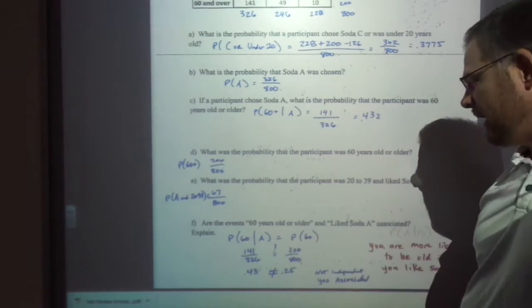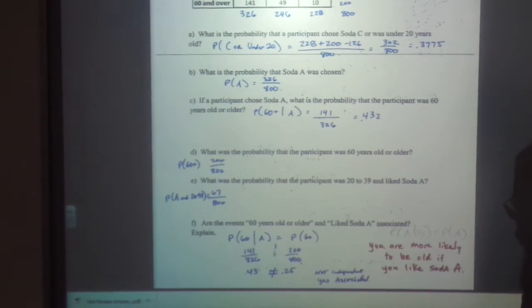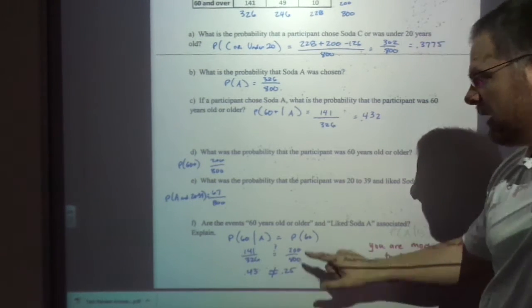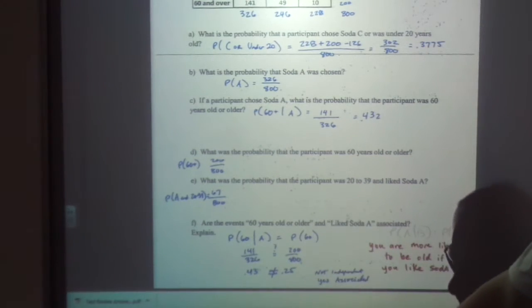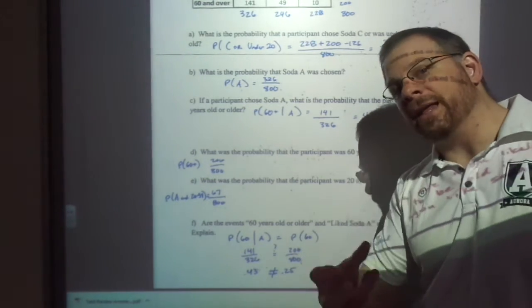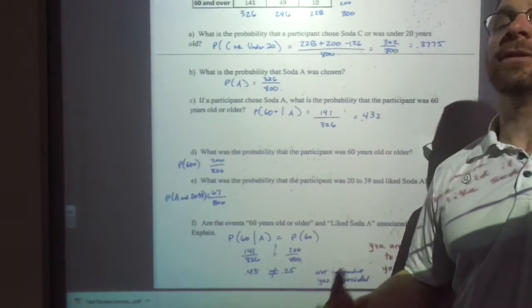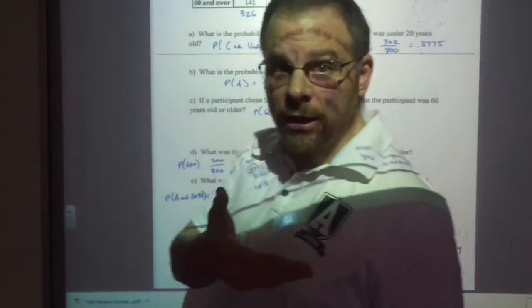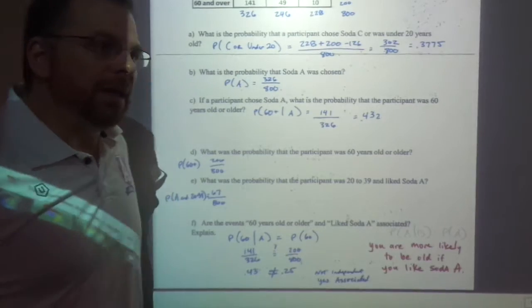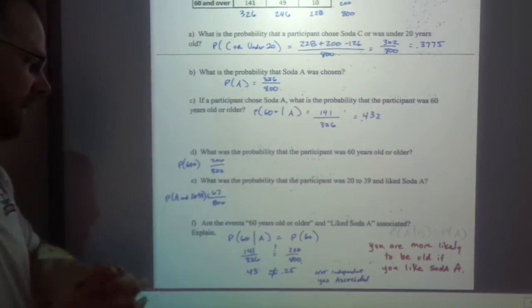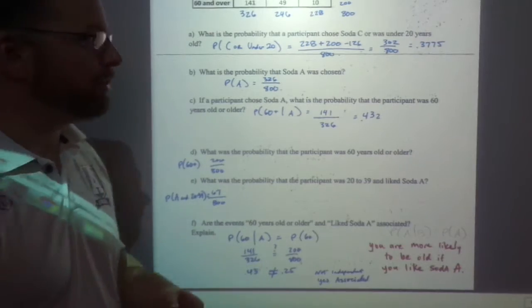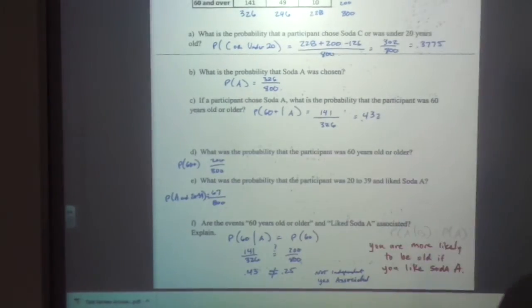And it looks like they are not equal, which means it's not independent. They are associated because normally your probability of being 60 or older is 25%. But out of the group of people that like soda A, that goes up to 43%. So you're more likely to be old if you like soda A. Maybe it's a ginger ale or something that old people like, but that means that they are associated. Moving on.